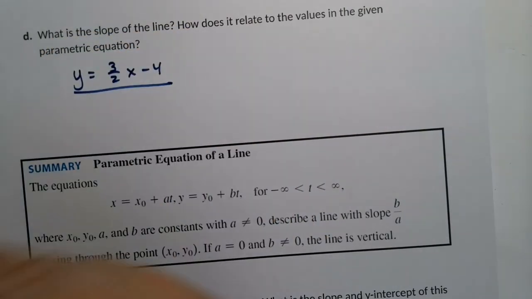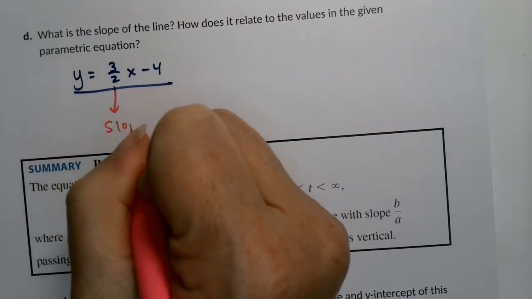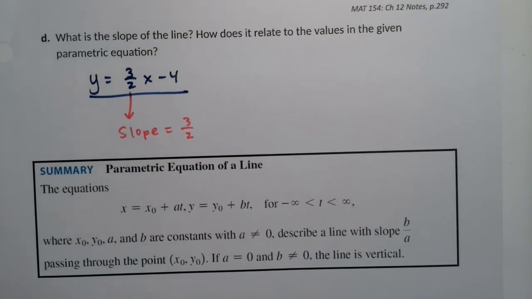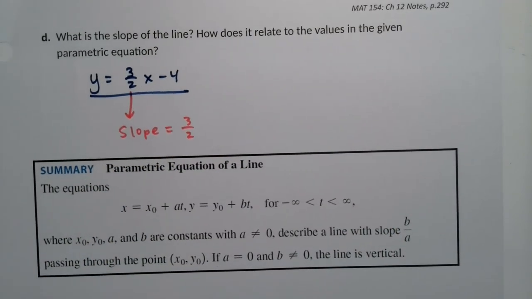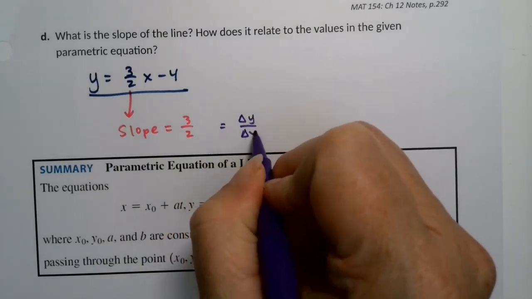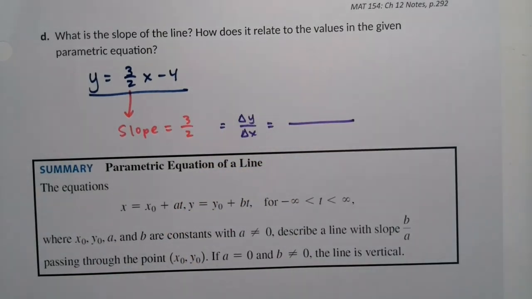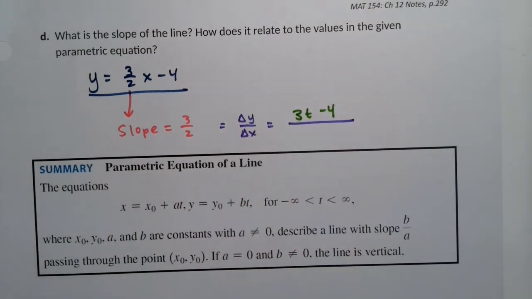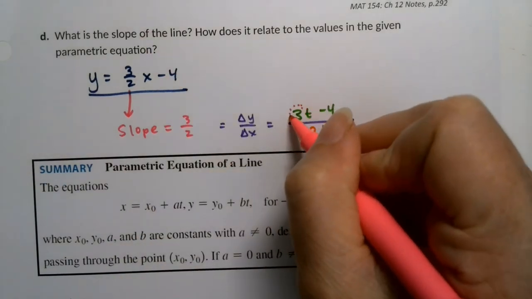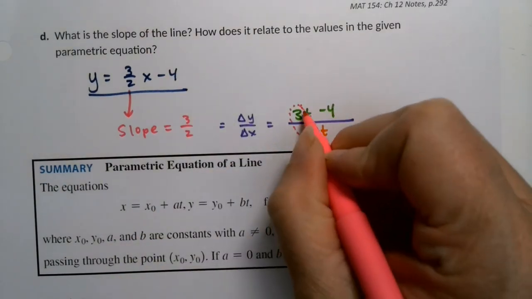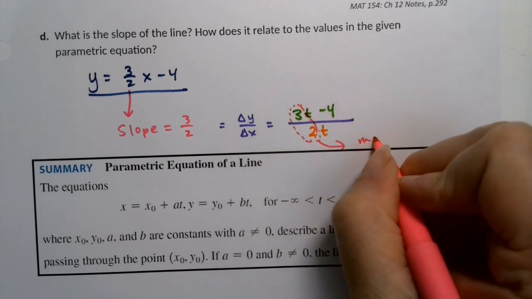So therefore, the slope was equal to 3/2. Now, think about what slope is. Slope is change in y over change in x, right? If we think about our equations, it was 3t minus 4 is y, and 2t was x. And so when you look, the ratio right there, 3/2, came out of the ratio of the leading coefficients.